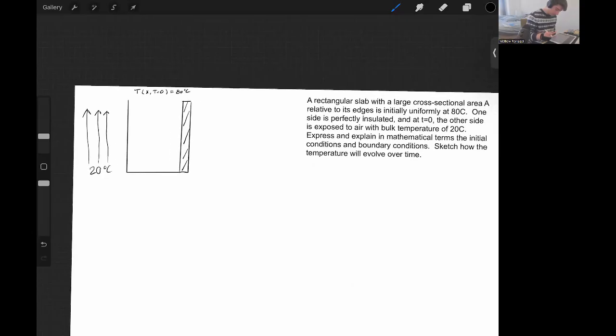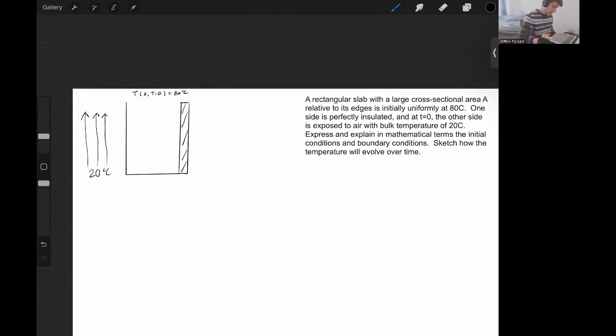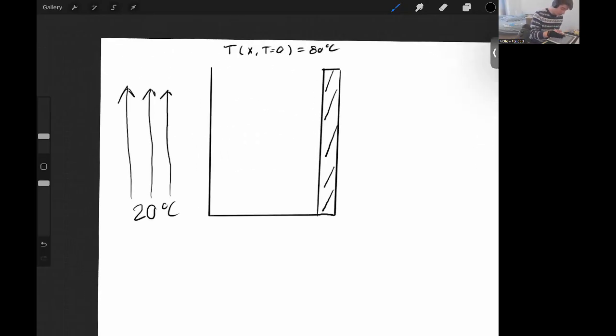So let's go ahead. We have to explain in mathematical terms how this temperature will evolve over time. This is kind of common sense engineering, where you can imagine if you have a slab that's insulated on one side and it's exposed to cold air on the other, it's going to steadily lose its temperature and eventually become close to or at that 20 degrees Celsius from the air. So how do we know that? How can we at least prove that or at least visualize it?